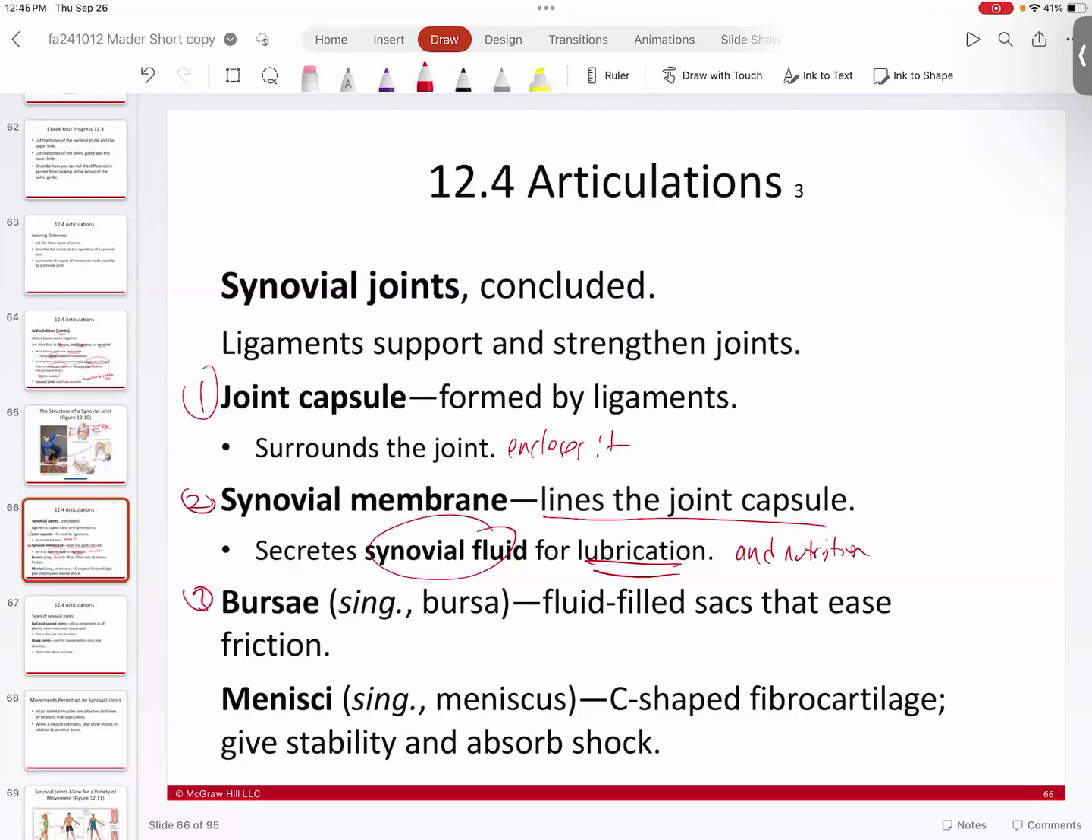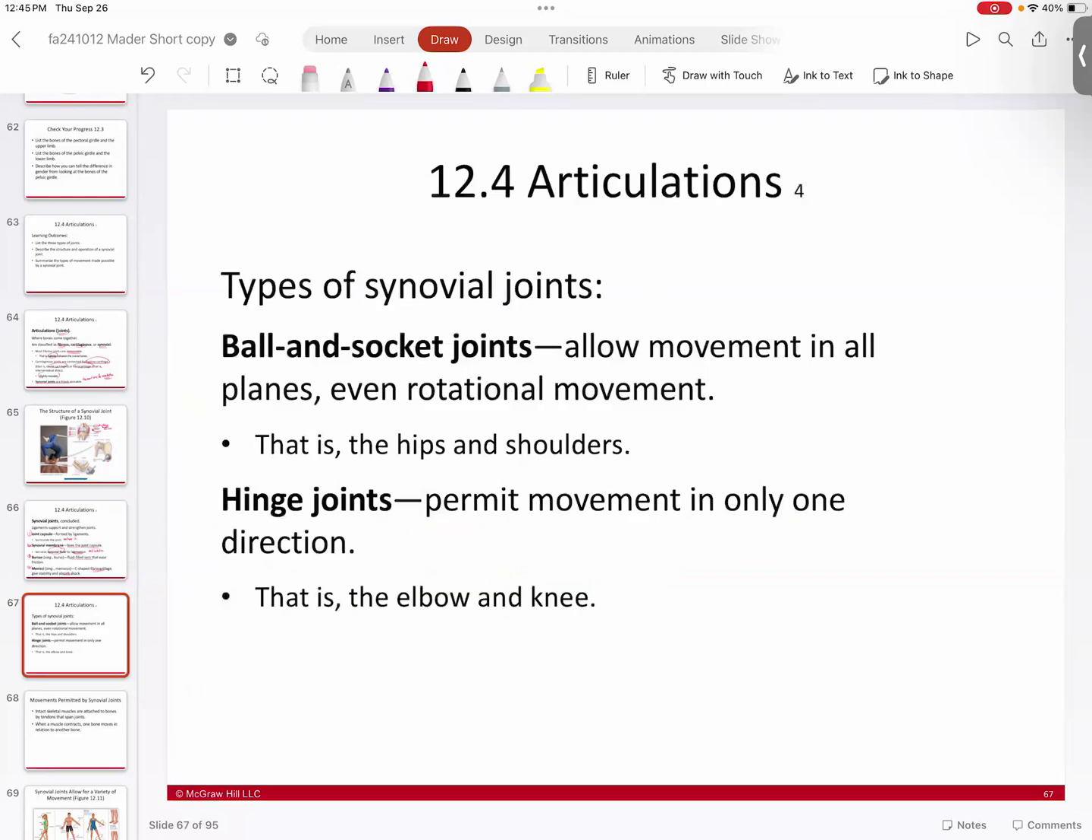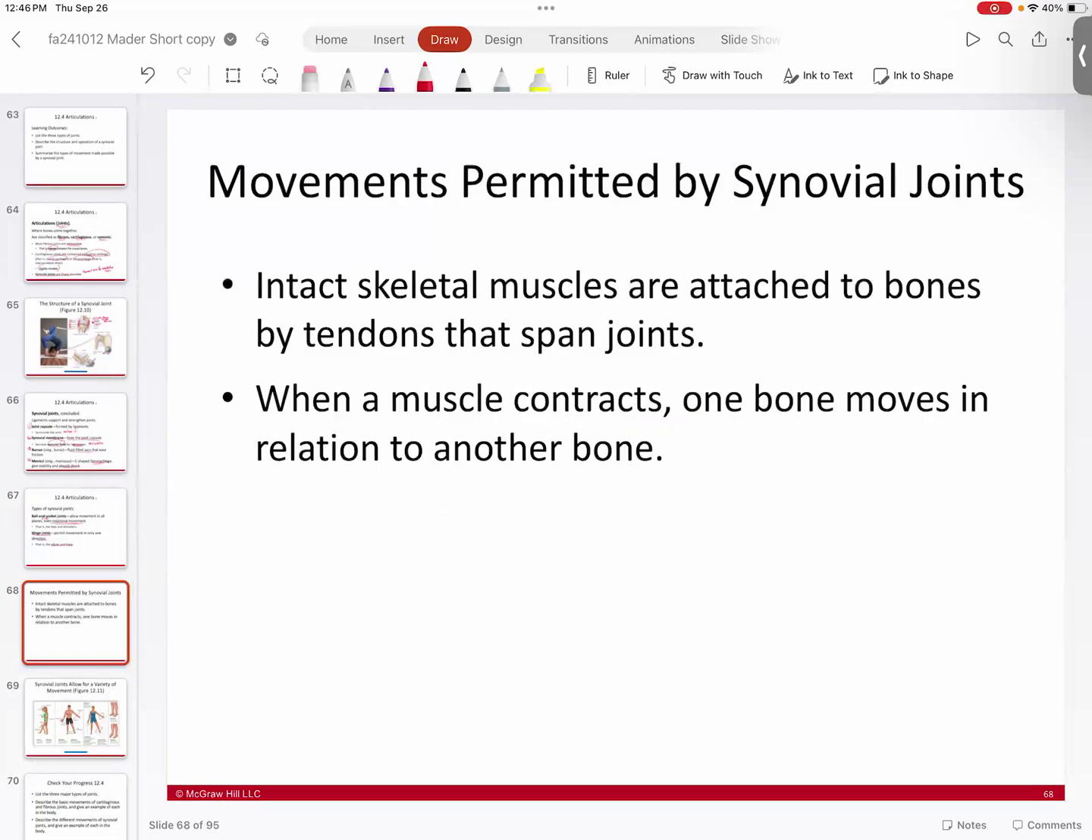The bursa are these fluid-filled sacs to ease friction. The meniscus is a fibrocartilage plug that is a shock absorber. And you'll see these in your joints. The common types of synovial joints we see are the ball and socket joints, where you essentially have rotational movement in all planes, that is to say in the XYZ plane. And then the hinge joints, which typically move in only one direction. Your elbow and your knee are types of hinge joints, but they're also synovial joints.